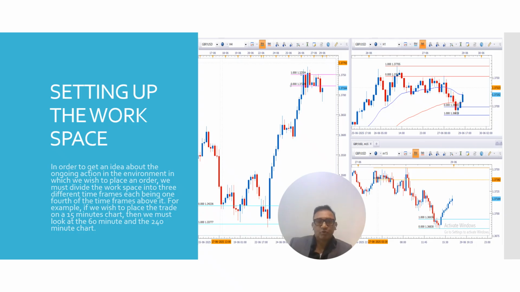For example, if we wish to place the trade on a 15 minutes chart, then we must look at the 60 minutes and the 240 minutes chart as well. The 240 minutes chart gives us the broader or bigger picture where we see the beginning and the end of the trade or the trend historically. Then we look at the intermediate time frame where we see the present trend, and if there are any obstructions or buyer or seller areas.